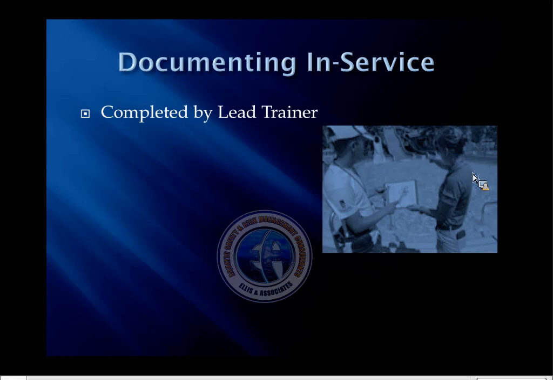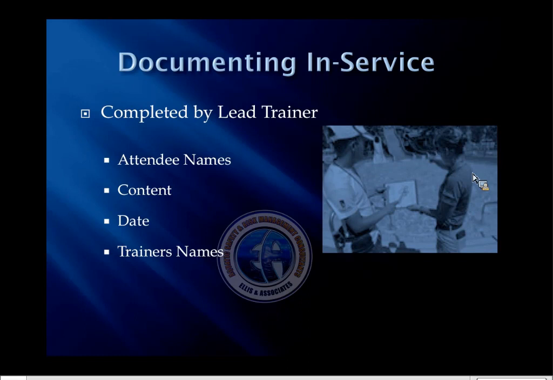Documentation should be completed by the person conducting the in-service training and should be maintained at the aquatic facility for a minimum of 3 years. It must be available for inspection. It should include the names of attendees, the training content, the date of the training, and the names of the trainer or trainers who conducted the in-service.